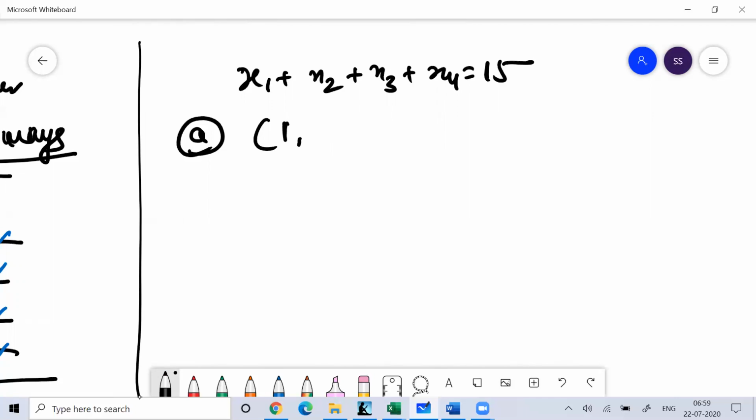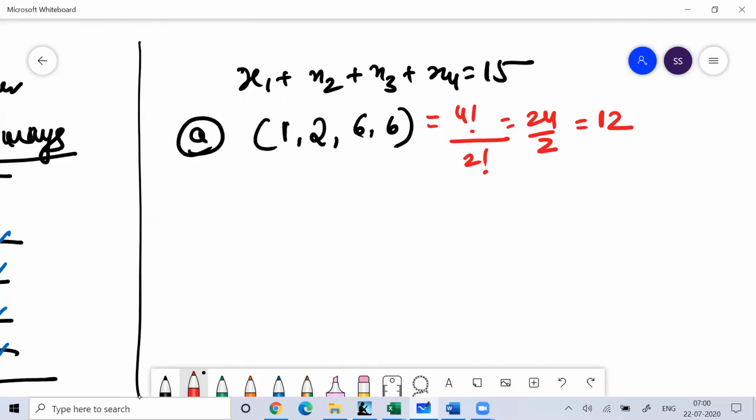Let's try 1 2. If I try 1 2, then on 2 dice I should get the sum 12. 12 means 6 comma 6. That is the only one way I can get the sum 12. So how many ways is this possible? 4 factorial by 2 factorial, that is 24 by 2, which means 12.